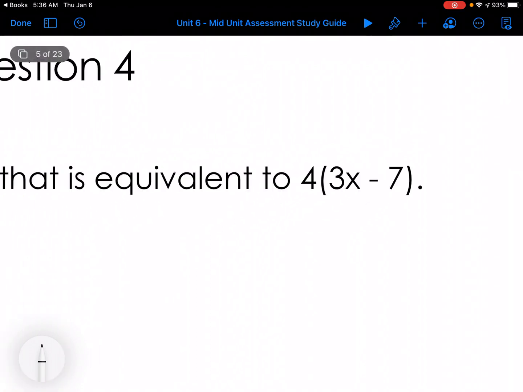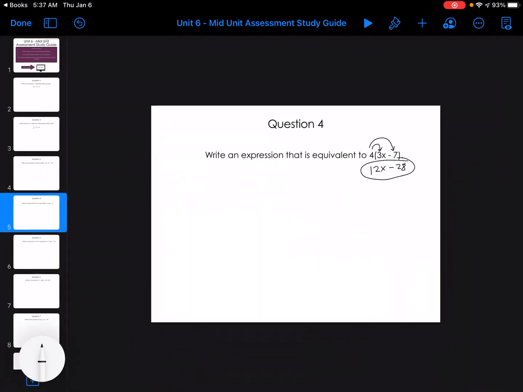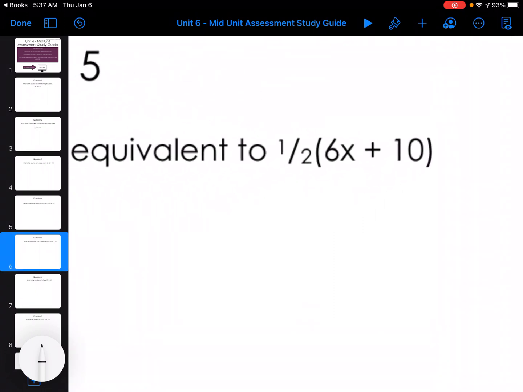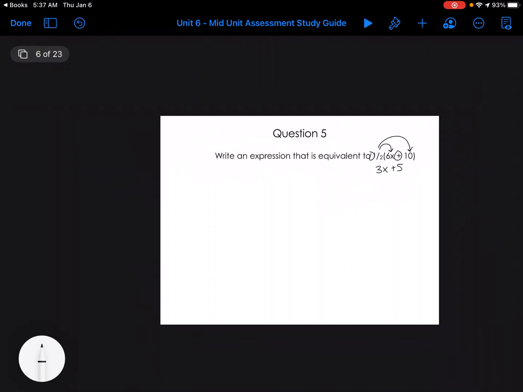All right, they want an equivalent expression. So I'm using my distributive property. So that's 12x. And then 4 times the -7 would be a -28. Write an expression that's equivalent. So half of 6 is 3, and I bring the x along for the ride. Half of 10 is 5. And they're both positive, so my sign's positive.